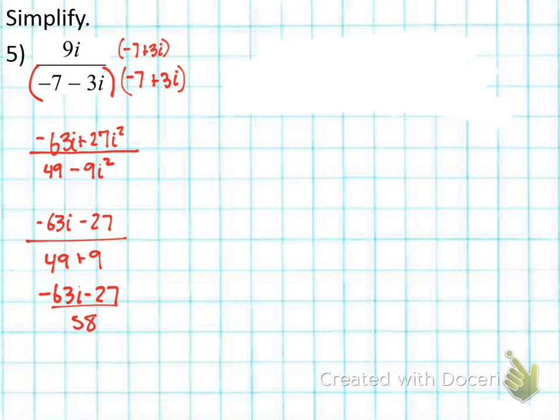Since the numerator has an imaginary number, we should make it complex, right? So it should have negative 27 minus 63i all over positive 58. So this should be the final answer, right? Because I want it to look pretty. Okay, that's it. That's your answer. Okay, I'm going to stop there.